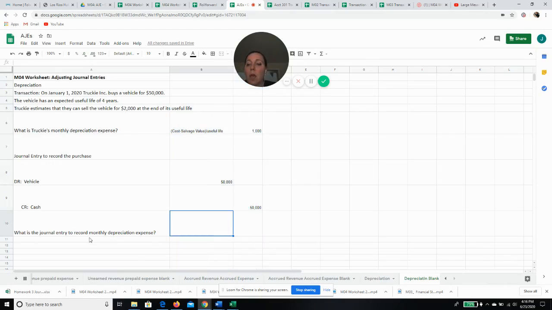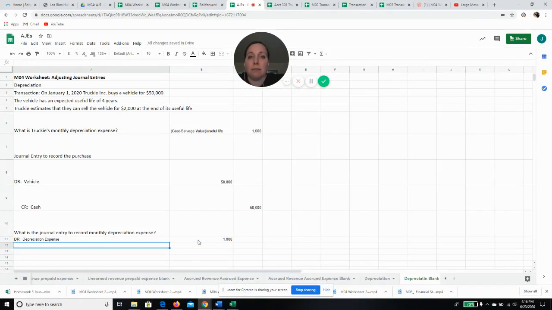Okay, so then when we go to record monthly depreciation expense, we are going to debit depreciation expense because we're increasing an expense. Expenses have a natural debit balance, so to increase an expense, we would debit it. So we're going to debit depreciation expense, and we're going to debit that $1,000. We'll do this every month for 48 months.